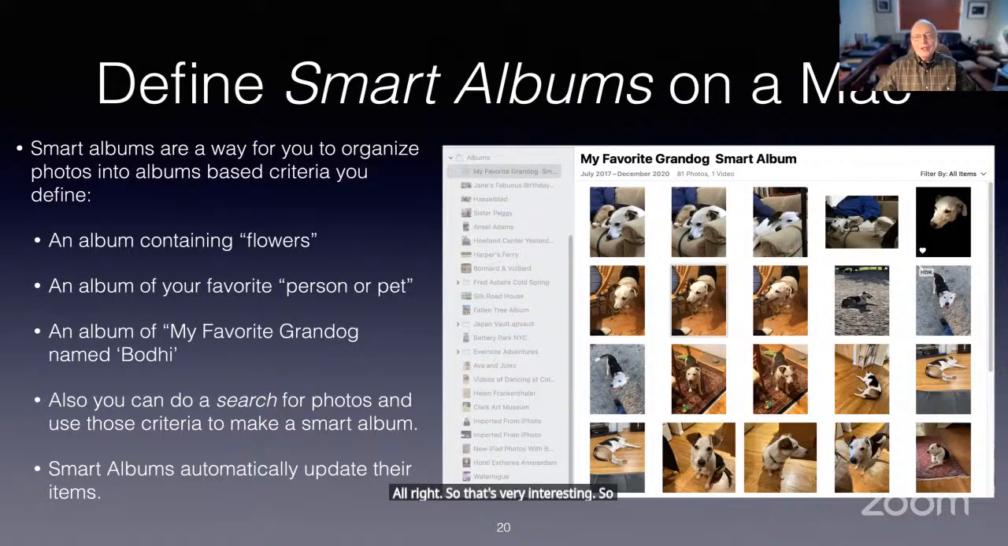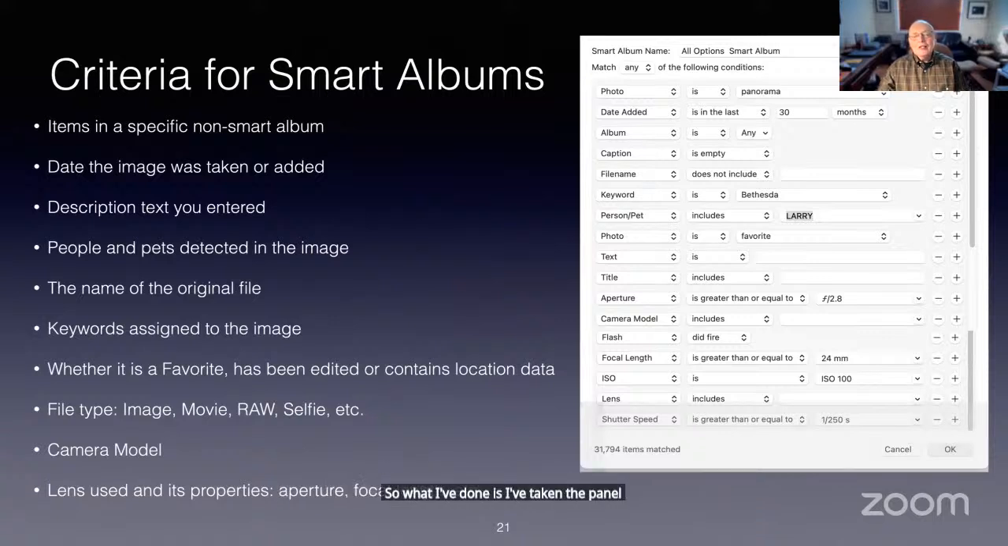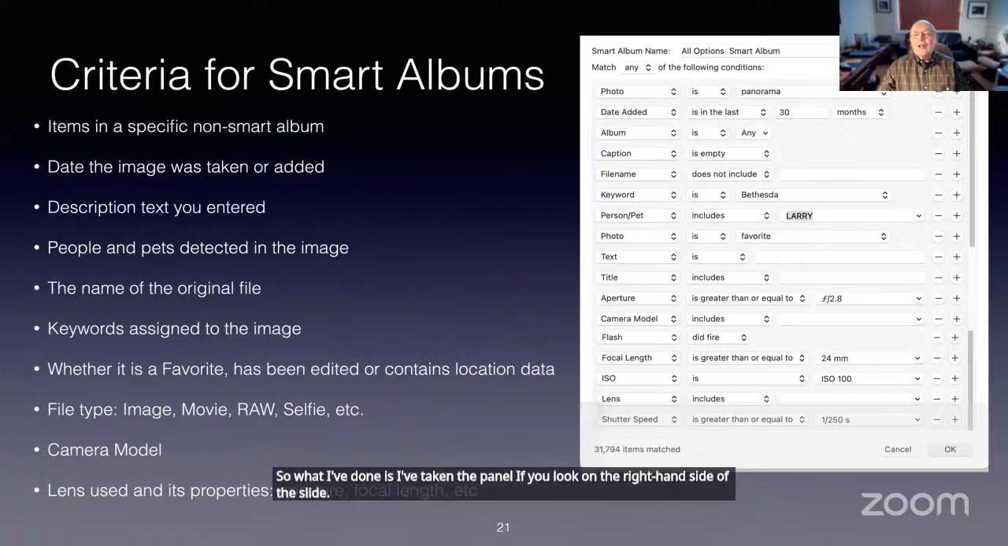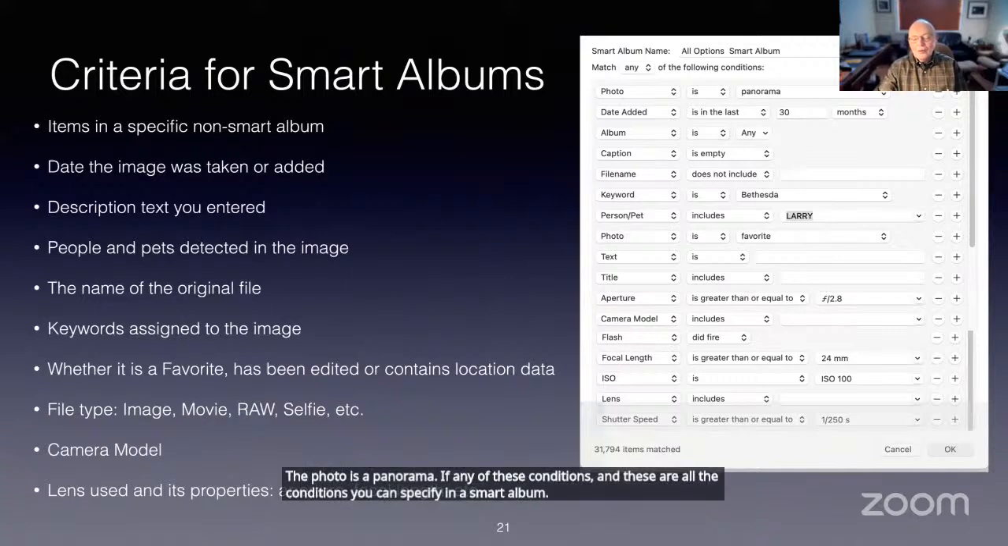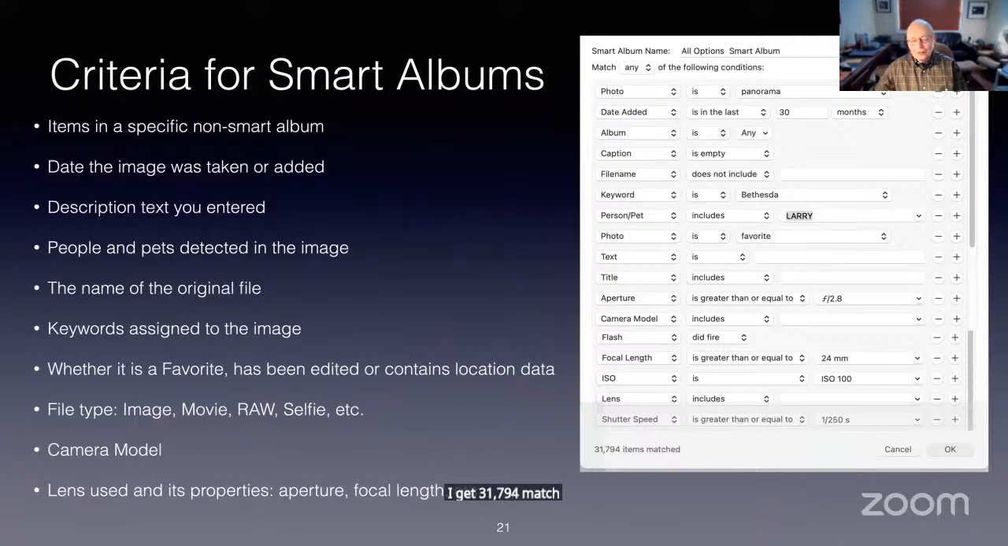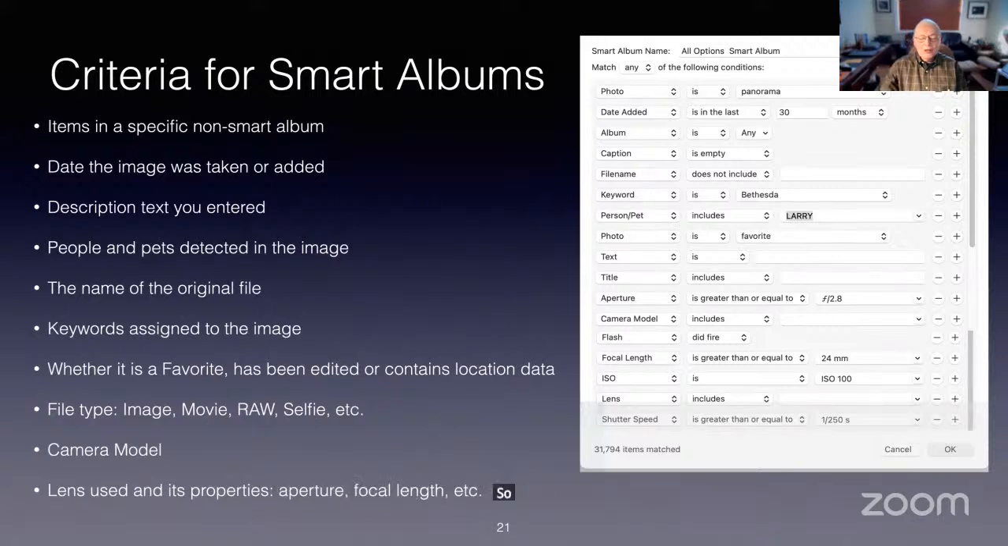So let me show you the criteria that you can use to create an album. What I've done is I've taken the panel, if you look on the right-hand side of the slide, of all options for a smart album. So this has, I match any of the following conditions. The photo is a panorama. If any of these conditions, and these are all the conditions you can specify in a smart album, I get 31,794 matches. That's pretty interesting, but most of us aren't going to do something like this. And in the drop-down menu, it's either match any or match all of the following conditions. So I'll show you how to do these smart albums.